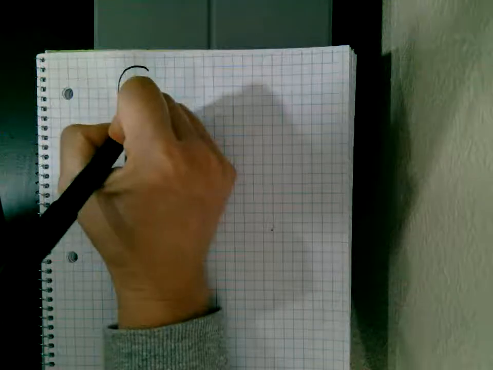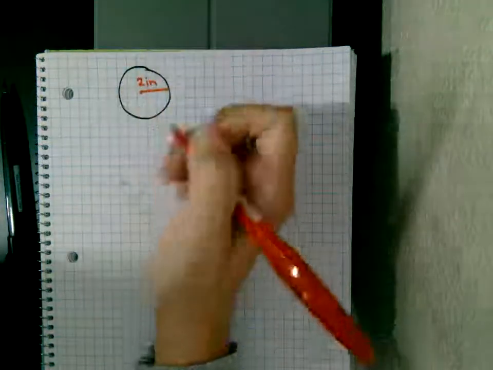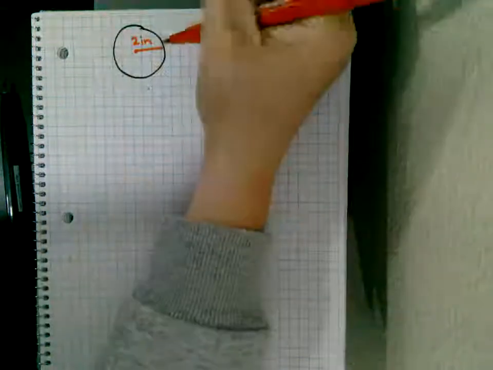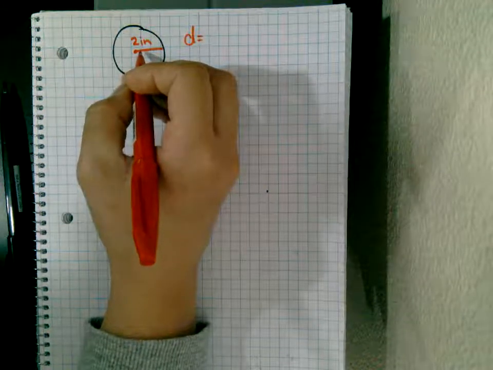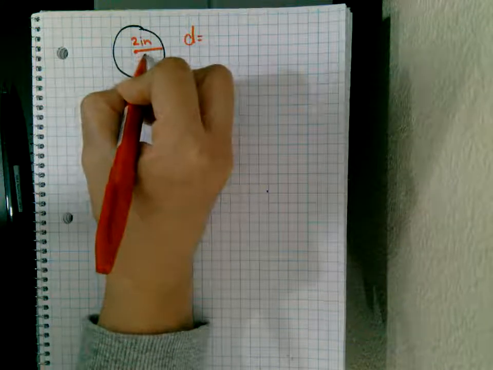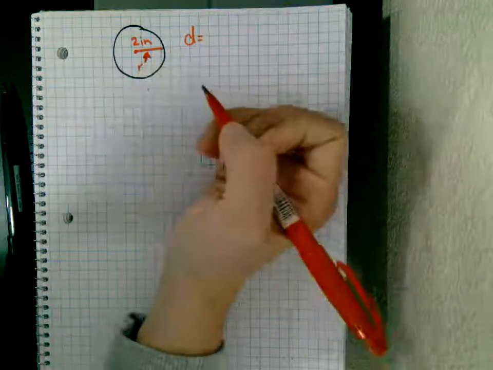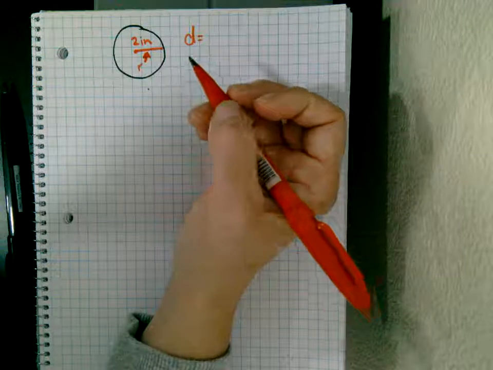If I give you a circle, right, and I do this to you. Ooh, I'm trying to trick you. I'm trying to trick you because is this my diameter? It's not. This is my radius. That's my radius. But I don't need my radius. I need my diameter.